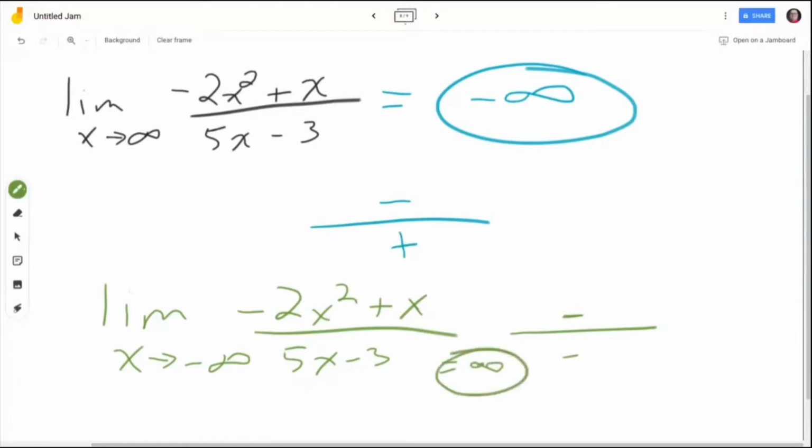So you need to think through what number you're plugging in, if it's positive infinity or negative infinity, and think about what's going to happen to it when you evaluate it in the numerator and denominator of the function. So pay attention to that.